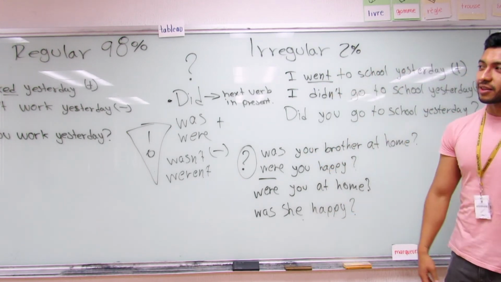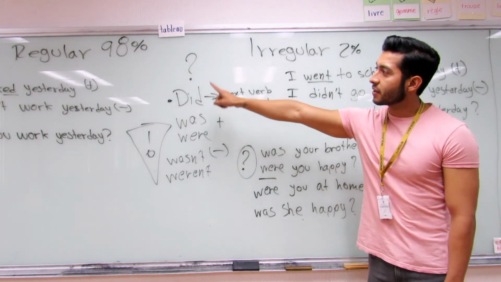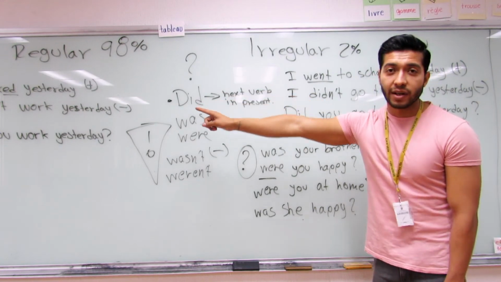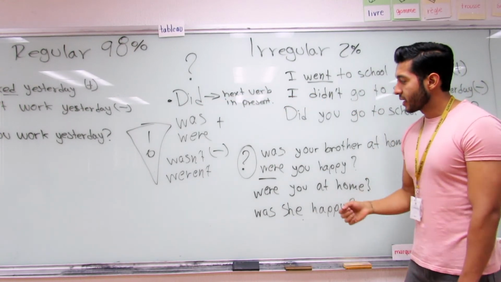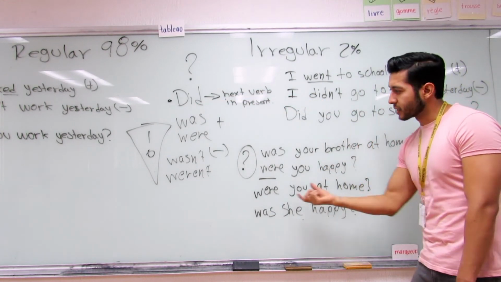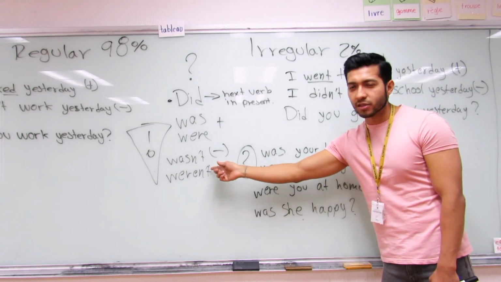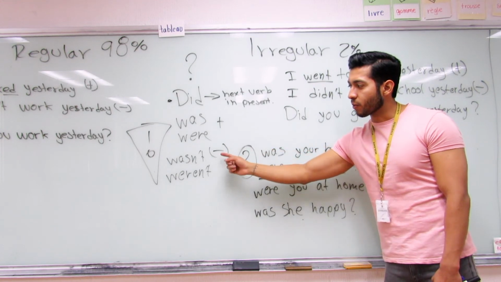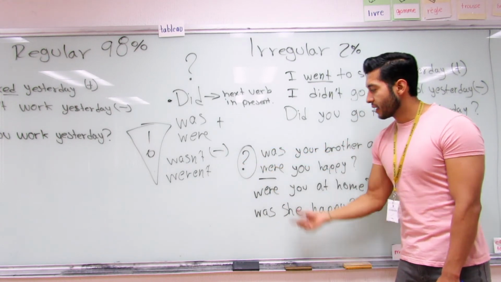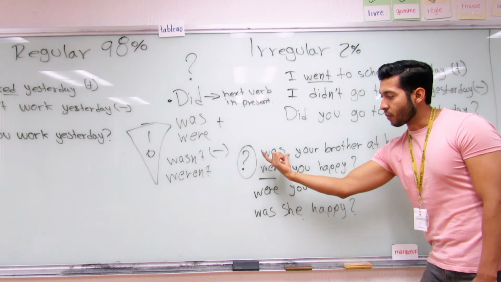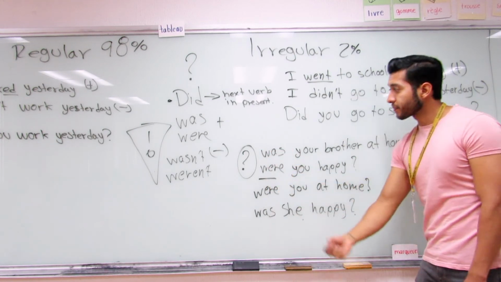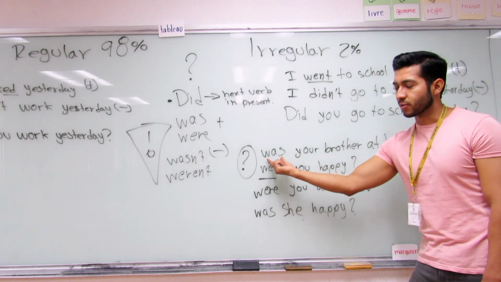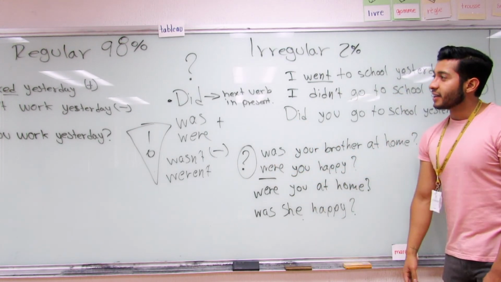So this is the rule. We use did to ask questions. Did with regular, did with irregular. But in the irregular part, we need to be careful. We need to pay attention because we have was and were in positive, wasn't and weren't in negative, and then we use was or were in the beginning instead of did. So we don't use did, we use was or were, right? And that's it.